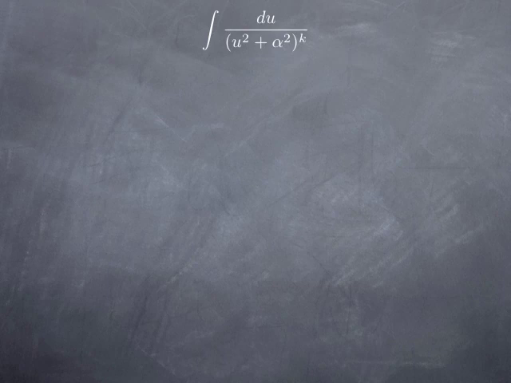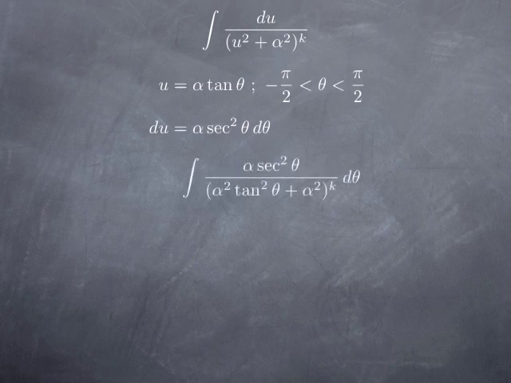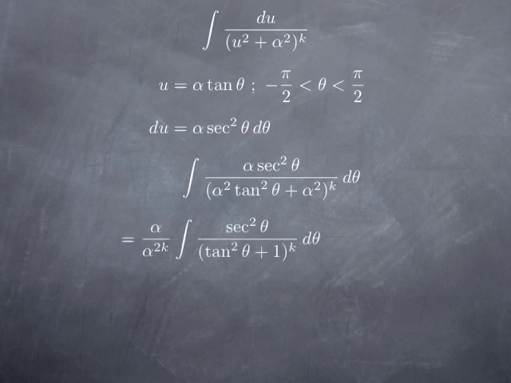So what do we do in this case? Well, we're going to use a trig substitution. u is alpha tangent of theta, then du is alpha secant squared theta, and we substitute. So at the top we have du, that's alpha secant squared of theta. At the bottom we have u squared, which is alpha squared tangent squared theta, plus alpha squared, all that to the k. I can pull out the alpha squared, and when I pull it out of the power k, I get alpha to the 2k. I can pull out the alpha that is at the top. I get a constant term, alpha over alpha to the 2k, and then the integral of secant squared divided by (tangent squared theta plus 1) to the k.